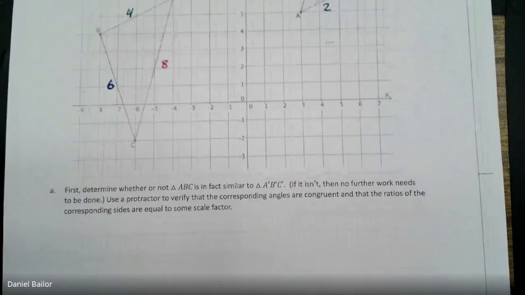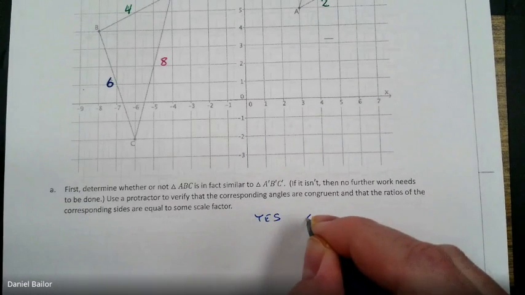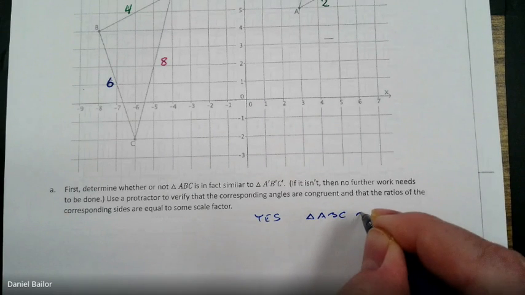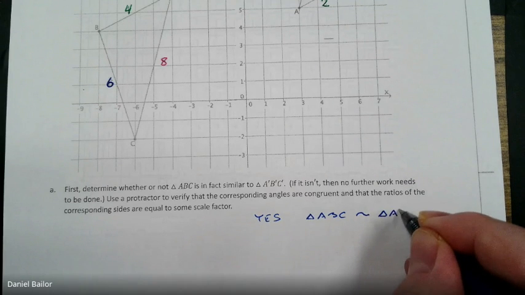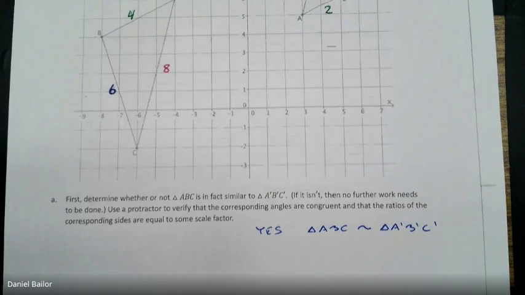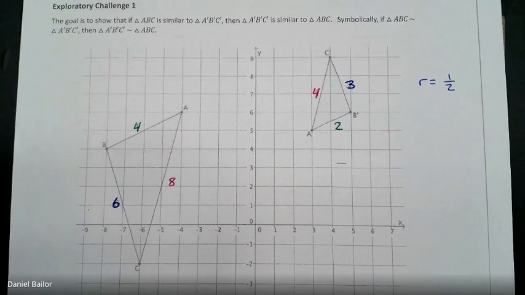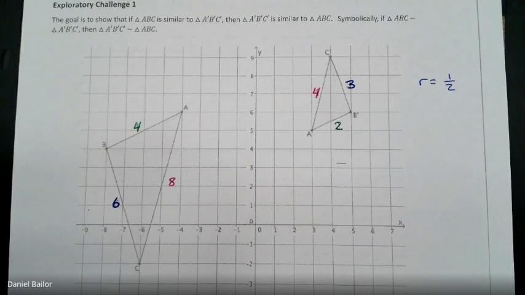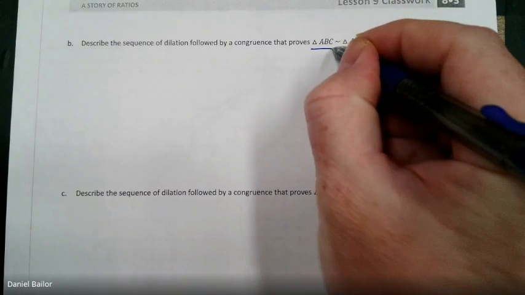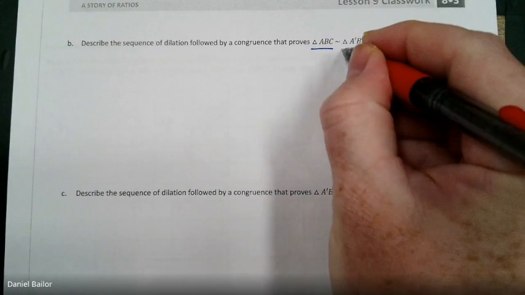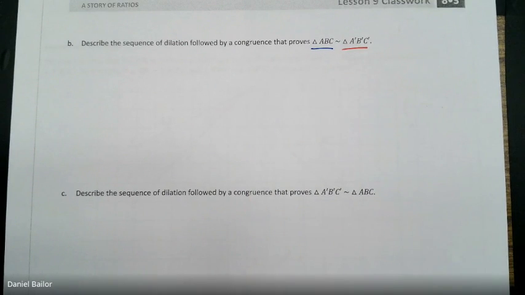So we can say, yes, triangle ABC is similar, and that little wavy line means similar to, triangle A'B'C'. Now, because they are similar, we can prove it with our transformations. So let's see part B on page 100, to see what they want us to prove first. They want us to go from ABC to the prime. So they want us to start with the original and go to the prime.